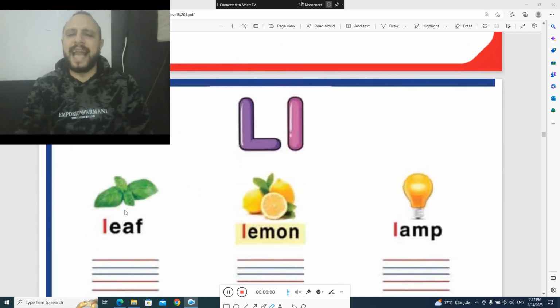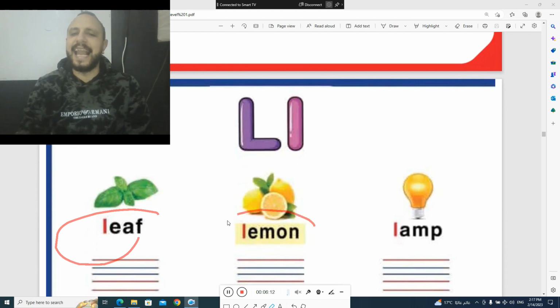L is for la la leaf. La la lemon. La la la la lamp.